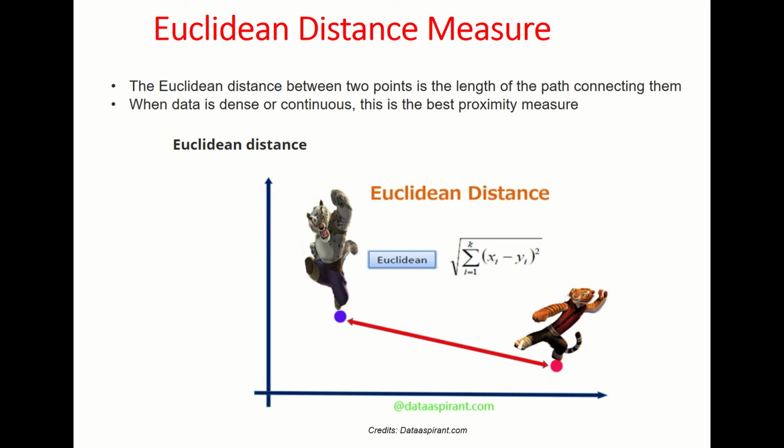The Euclidean distance measure just tells you the distance between two different data points, the length of the path connecting them. That distance is very simple. You could see the tigress and the tie long, and the distance between both of them. If you are calculating it using the Euclidean distance, it is the square root of the sigma of xi minus yi, the whole square, where say tie long is xi and tigress is yi. This is the best proximity measure and is very commonly used, especially when the data is dense or continuous, for understanding the distance between two different points. This is the most commonly used one.